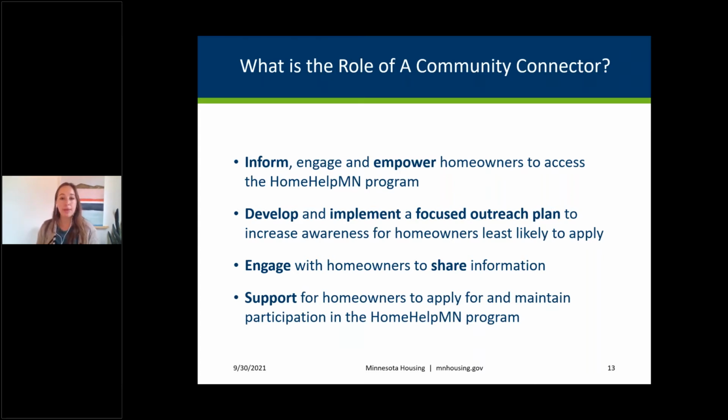And we also know that, if you're struggling to pay for your homeowner expenses, I'm sure there's a lot that people are juggling. And so to be able to maintain participation in the program, taking those first steps, and then if homeowners are encountering roadblocks or feeling discouraged, to be there to help talk through what those challenges might be to help maintain their participation through hopefully a successful outcome.